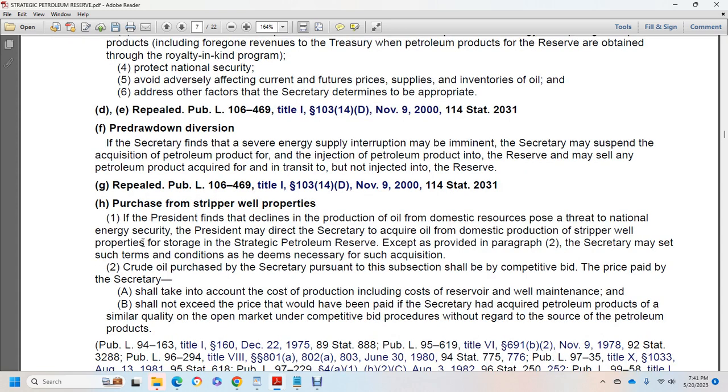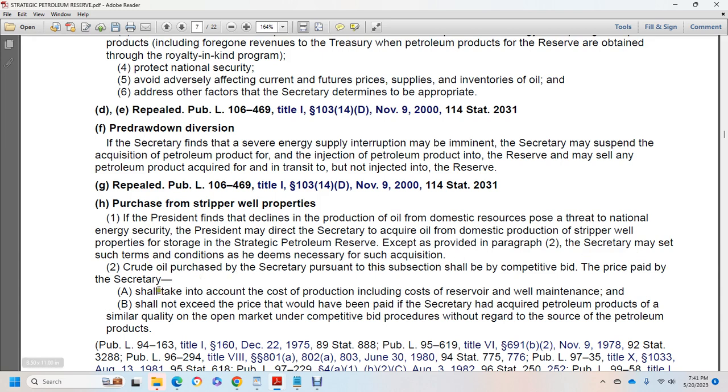H. Purchase of stripper well properties: if the President finds that declines in the production of oil from domestic resources pose a threat to national energy security, the President may direct the Secretary to acquire oil from the domestic production of stripper well properties for storage in the Strategic Petroleum Reserve, except as provided in paragraph 2. The Secretary may set such terms and conditions as he deems necessary for the acquisition. Crude oil purchased for the Secretary pursuant to this subsection shall be acquired by competitive bid.